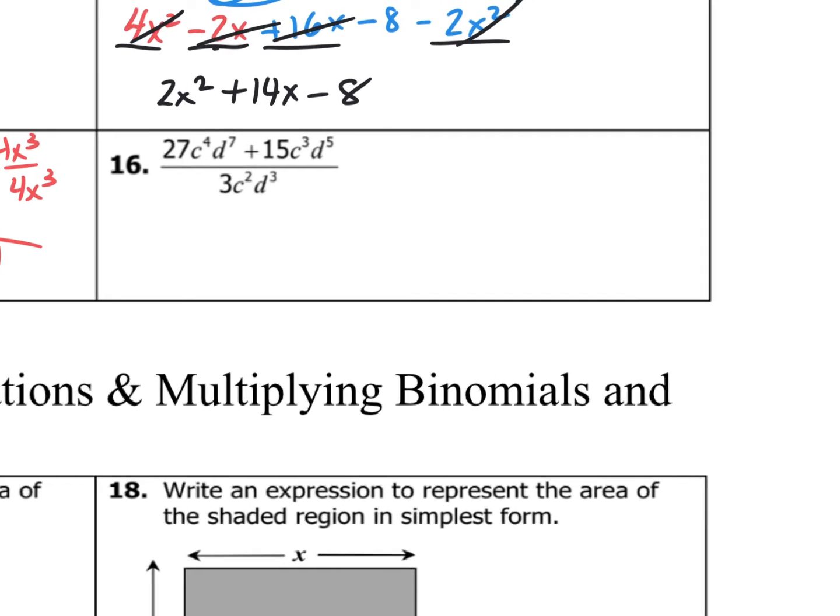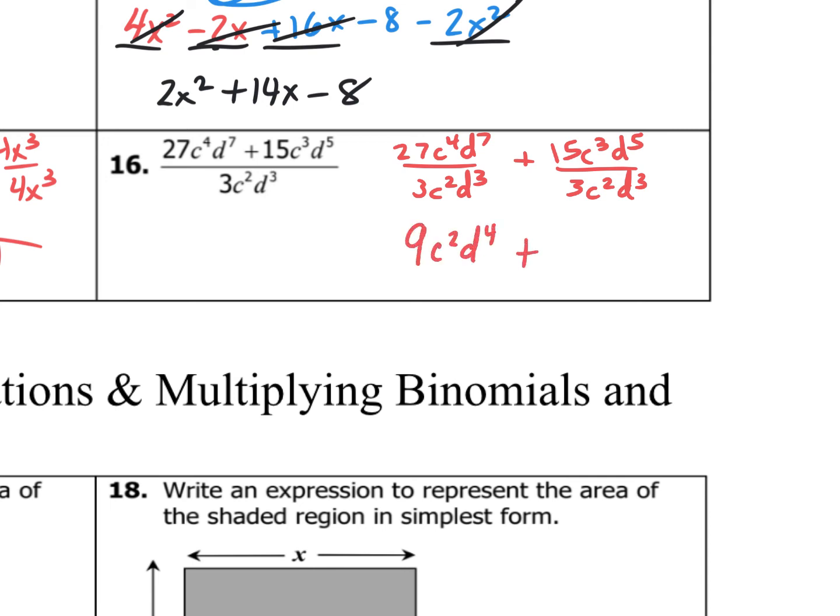16, same thing. 27c to the 4th d to the 7th divided by 3c to the 2nd d to the 3rd plus 15c to the 3rd d to the 5th divided by 3c to the 2nd d to the 3rd. All right. Coefficients, subtract the exponents. 27 divided by 3 is 9. C squared d to the 4th. 15 divided by 3 is 5. C to the 1st, d to the 2nd. Those are not like terms, so they will not combine.